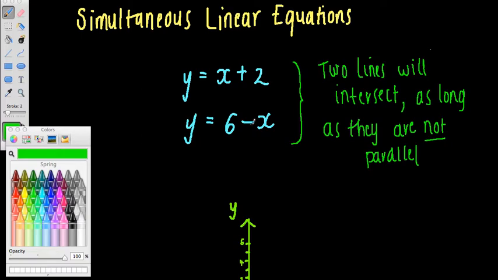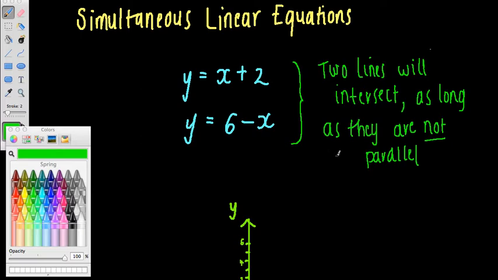Now looking at these two lines, I've chosen just a couple of really easy ones to get us started with. I know that these are not parallel, and that's because their gradients are different. Parallel lines have the same gradient. So the gradient of this first line is 1, but of the second one is -1. Therefore, I know they will intersect at a particular point. And that's essentially what we're trying to find. Whenever we're looking at simultaneous linear equations, we're focusing on where these two lines meet.